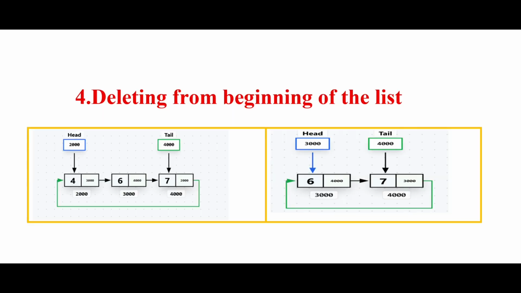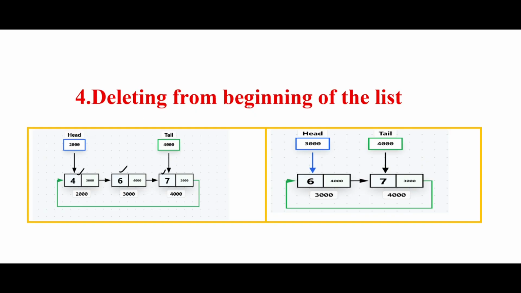Dear students, in this video we are going to discuss deleting from the beginning of the list. That means from the list I'm going to delete the first node. So this is the diagram for that. Here we have the elements. The existing list has the elements 4, 6 and 7. Head contains the address of the first node and the tail contains the address of the last node.